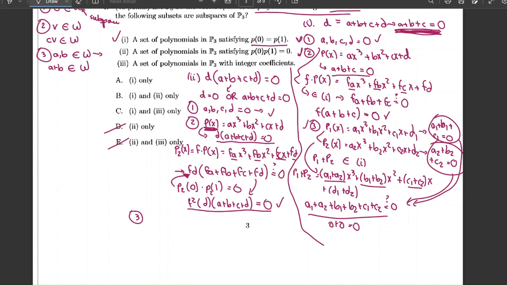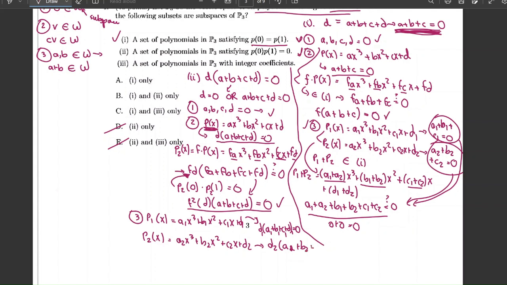Okay, so let's say we have again p1 of x, which is a1x cubed plus b1x squared plus c1x plus d1. And this is in the subset, so it satisfies p0 times p1 equals 0, which means that it satisfies d times a plus b plus c plus d equals 0. And there should be 1s on all of these. And then for p2 of x, same thing, but with different constants. And this one is also in the subset, so d2 times a2 plus b2 plus c2 plus d2 equals 0.